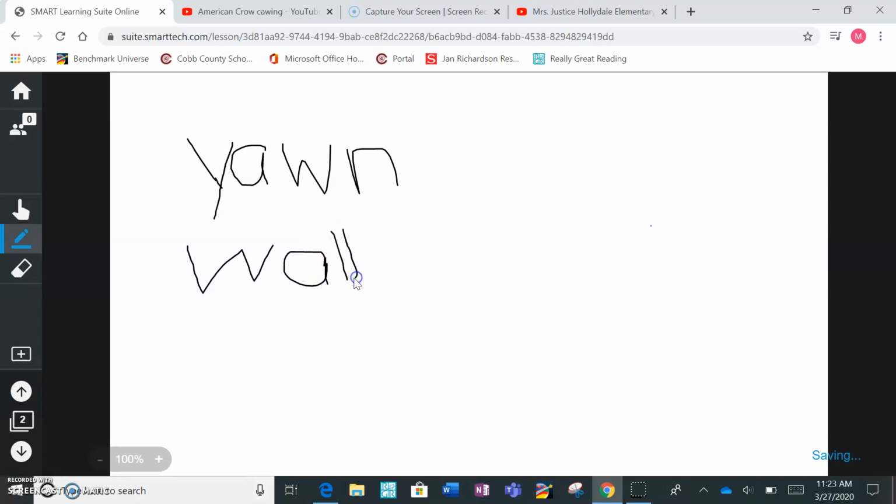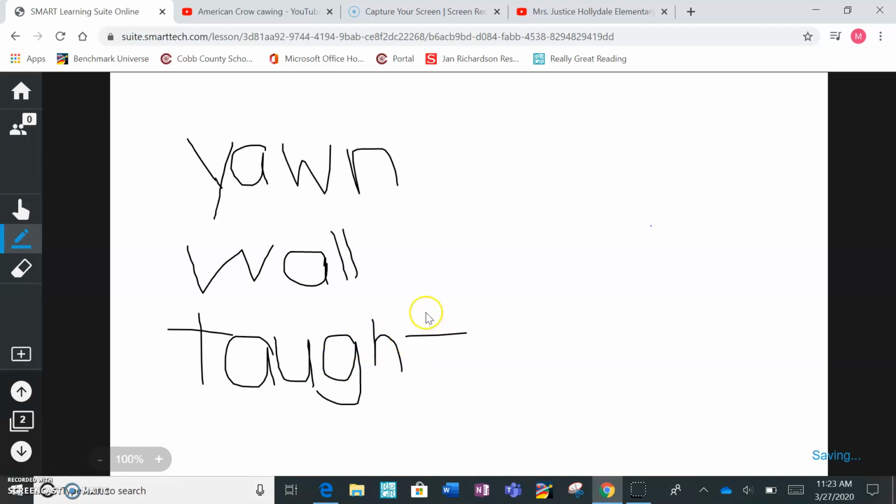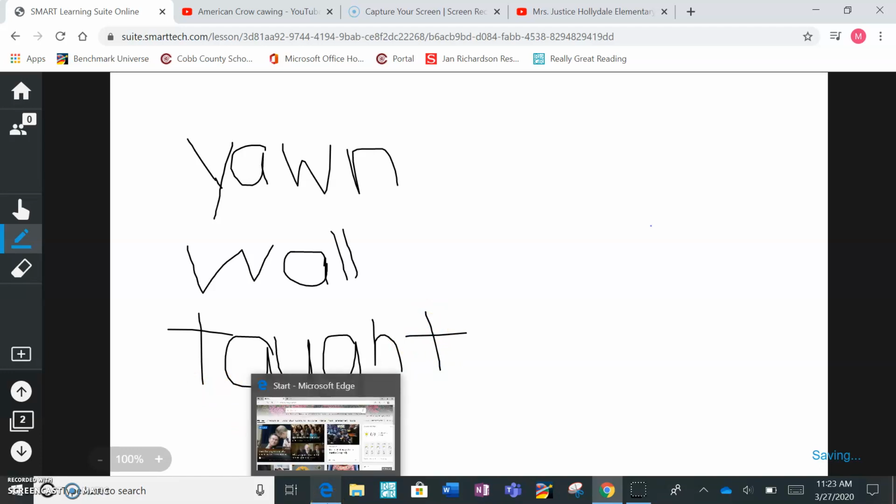I'm having a hard time writing with my mouse today. Wall. Here's another one we wrote yesterday. This one has lots of silent letters. It has an A and a U that say aw, and it has a G and an H, T. This word is taught, taught.